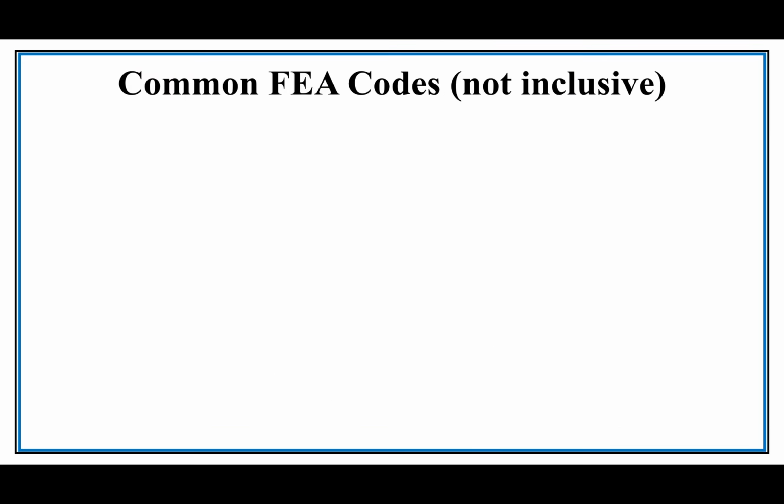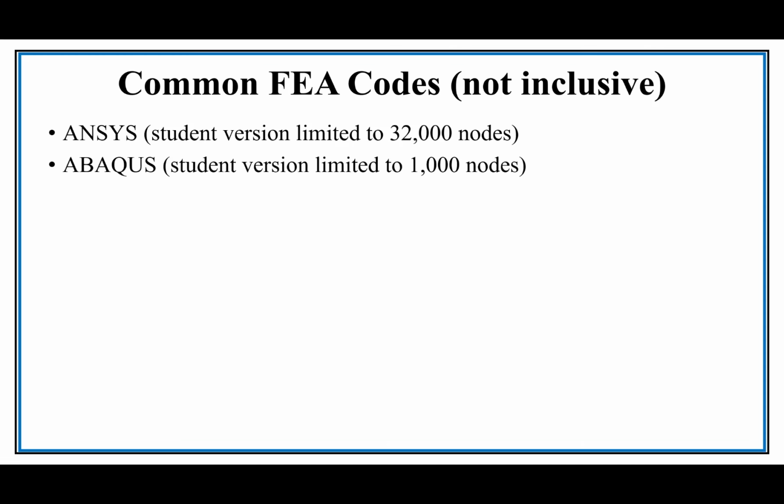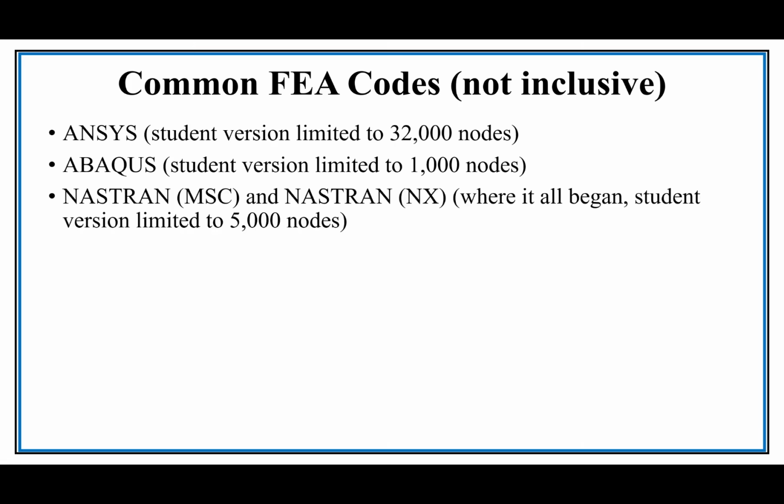So there are a bunch of different codes. This is not an inclusive rendering. One of the big names is ANSYS. You can get a student version. It's like a 32,000 node limited version of the thing. You can get Abaqus, which is also a big name, maybe to a lesser extent than ANSYS. And there's a student version that's limited to 1,000 nodes, which is not a whole lot.